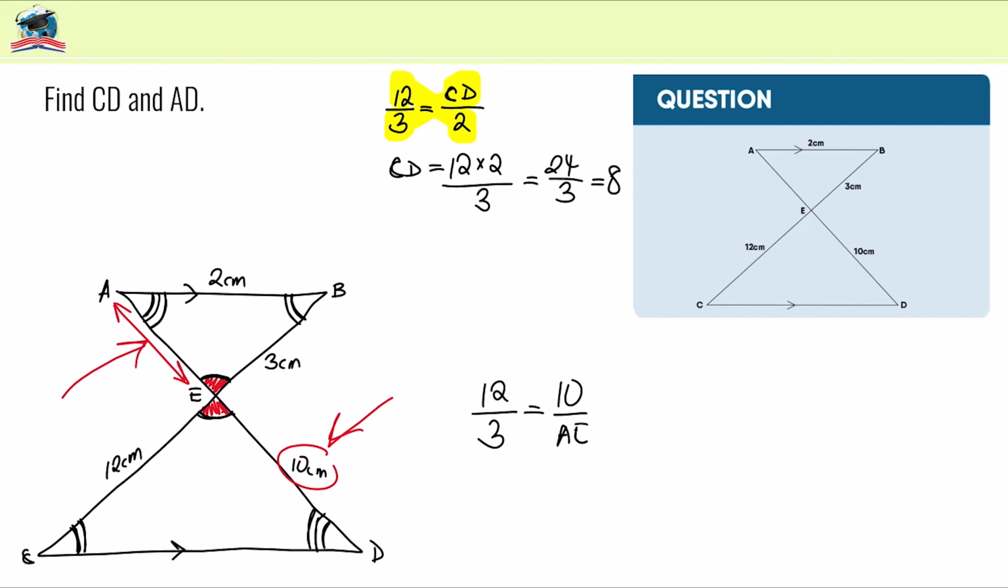So that's an AE. Cross multiplication again. So it's going to be this times this and this times this. Okay. So our AE will be what? Our AE will be, we're going to take the one that's complete. 3 and 10 is complete. So it's going to be 3 times 10 divided by 12. We've got 12 here. Another 12.